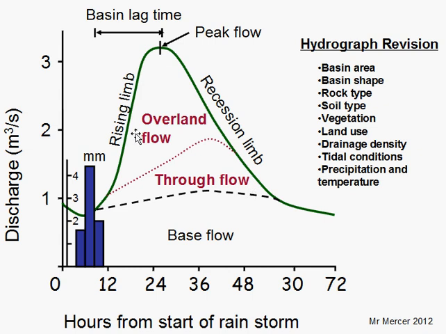Okay, the final feature you need to be able to identify is the basin lag time. Now, the lag time is simply the distance of time between peak rainfall falling, peak precipitation, and the peak flow in the river itself. In other words, the distance of time between the rain falling from the sky and then reaching the river.